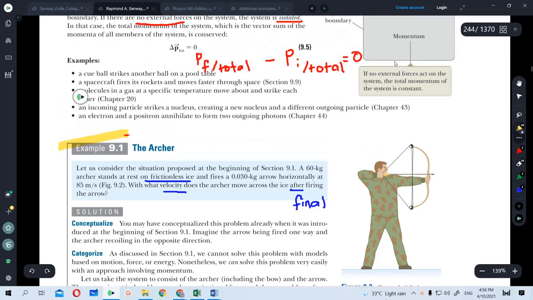Alright, with the idea that momentum is supposed to be conserved, we're going to look at example 9.1, the case of an archer. The situation proposed is that we have a 60 kilogram archer originally at rest and there is no friction. The term originally at rest is trying to say that the initial velocity is 0.